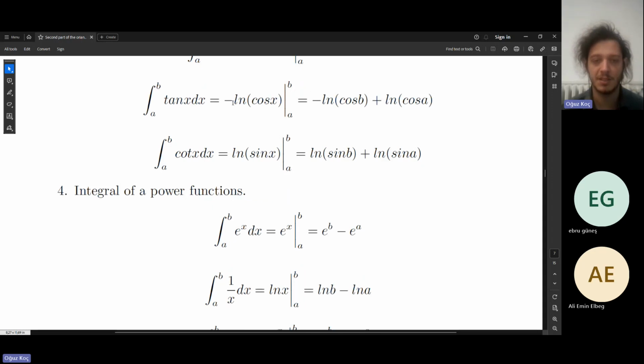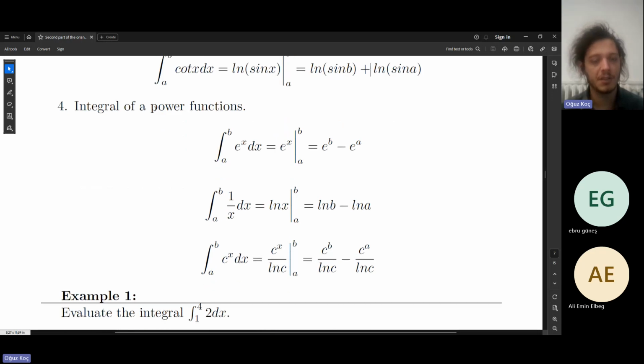It's a very similar approach here. It's equal to ln sin x, and then for the bounds, it's equal to ln sin b, and it has to be minus ln sin a here. And then we have the integral of power functions.